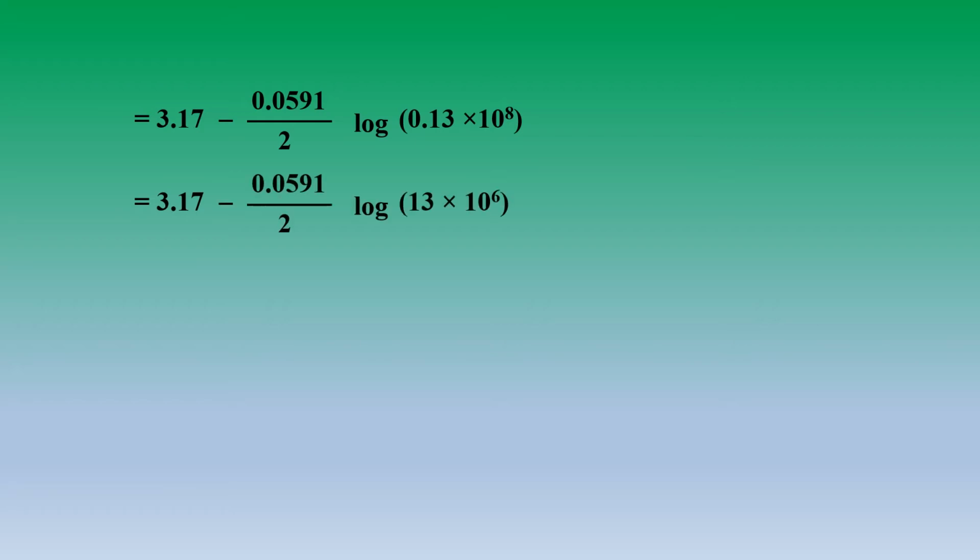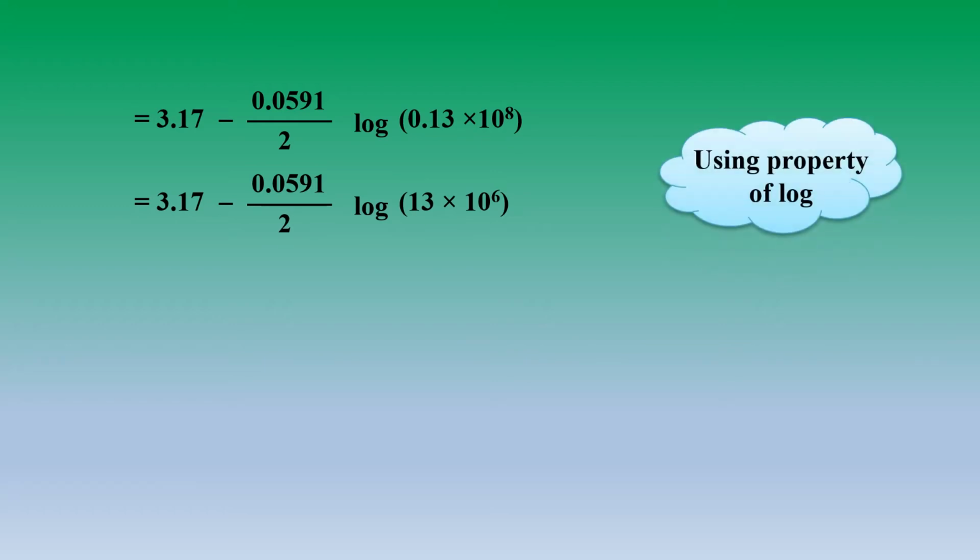Further simplification: 3.17 minus 0.0591 divided by 2 log of 0.13 into 10 to the power 8. All the values we have to substitute and simplify. It will become 3.17 minus 0.0591 divided by 2 log 13 into 10 to the power 6. Because if I take this particular thing here, 0.13 is there. I am writing this as 13 into 10 to the power minus 2. So 10 to the power 8 is there. So it will become 13 into 10 to the power 6.